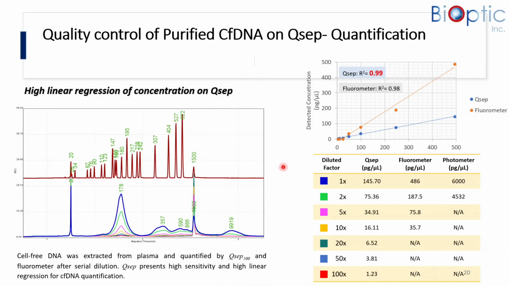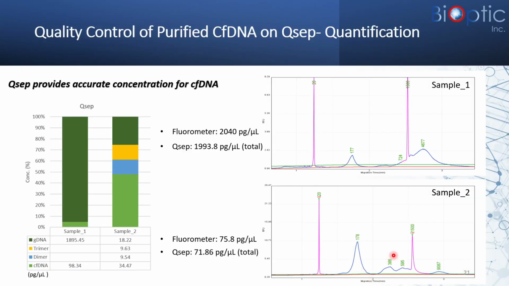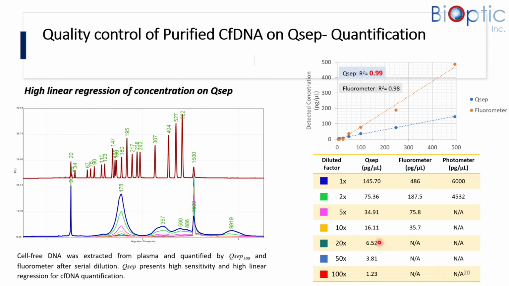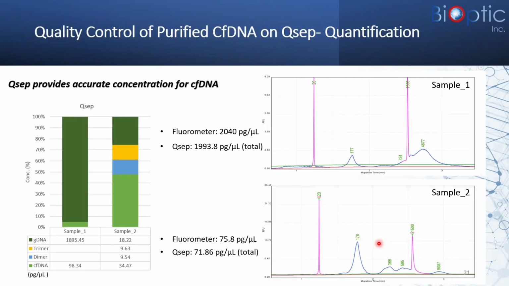Here is an example. The cell-free DNA was extracted from plasma, but it contained the genomic DNA contamination. We serially diluted the cell-free DNA and detected the samples by fluorometer and the QSAP at the same time. According to the results, the QSAP presents the high sensitivity and the high linear regression for the cell-free DNA quantification. QSAP can not only provide the size and the purity, but also accurate cell-free DNA concentration without other contamination interference in a single analysis. Here are other examples.